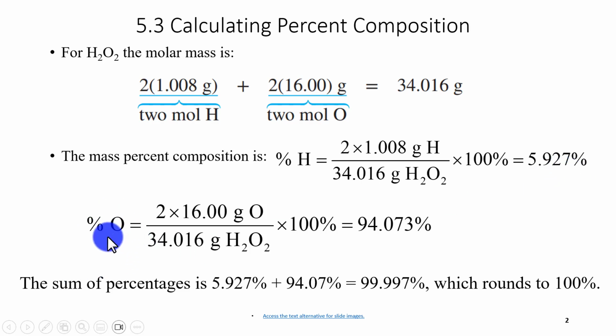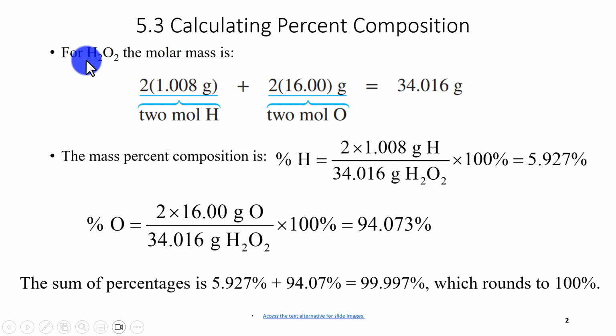We can do the same thing for oxygen. So I have 2 moles of oxygen. Each of them weighs 16 grams. So multiplying 2 by 16 gives me 32, divided by the total mass, which I calculated to be 34.016, multiplied by 100, giving me 94.073.